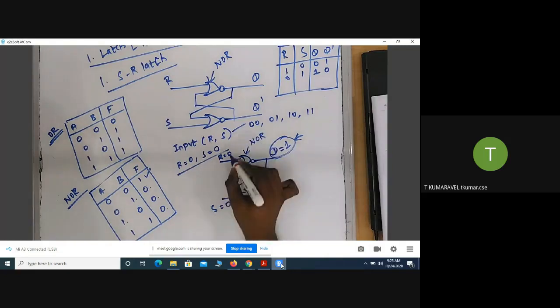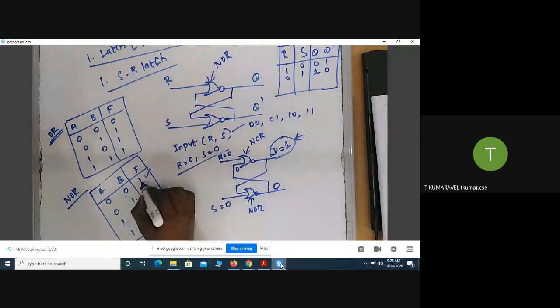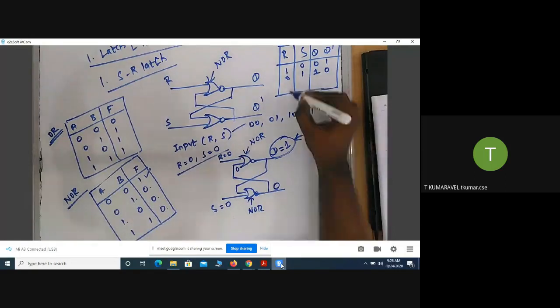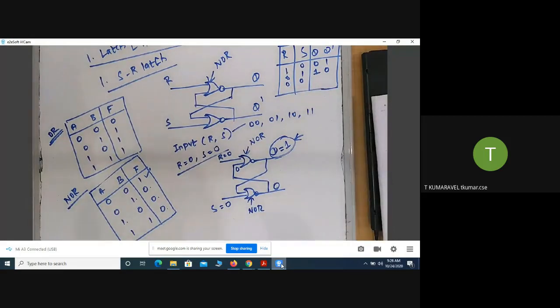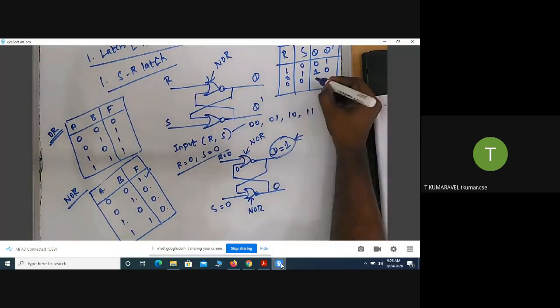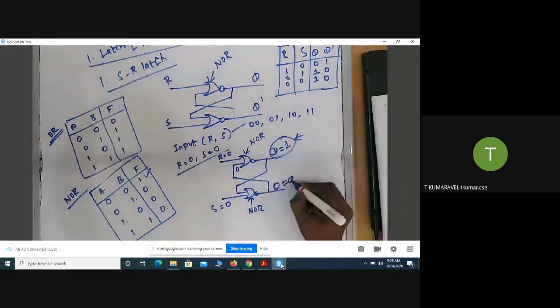So 0 0 gives output value 1. Based on that, I'm predicting the behavior of this SR latch. When both the inputs are zero, the Q value equal to 1 and Q naught, that is Q bar, value equal to 0.